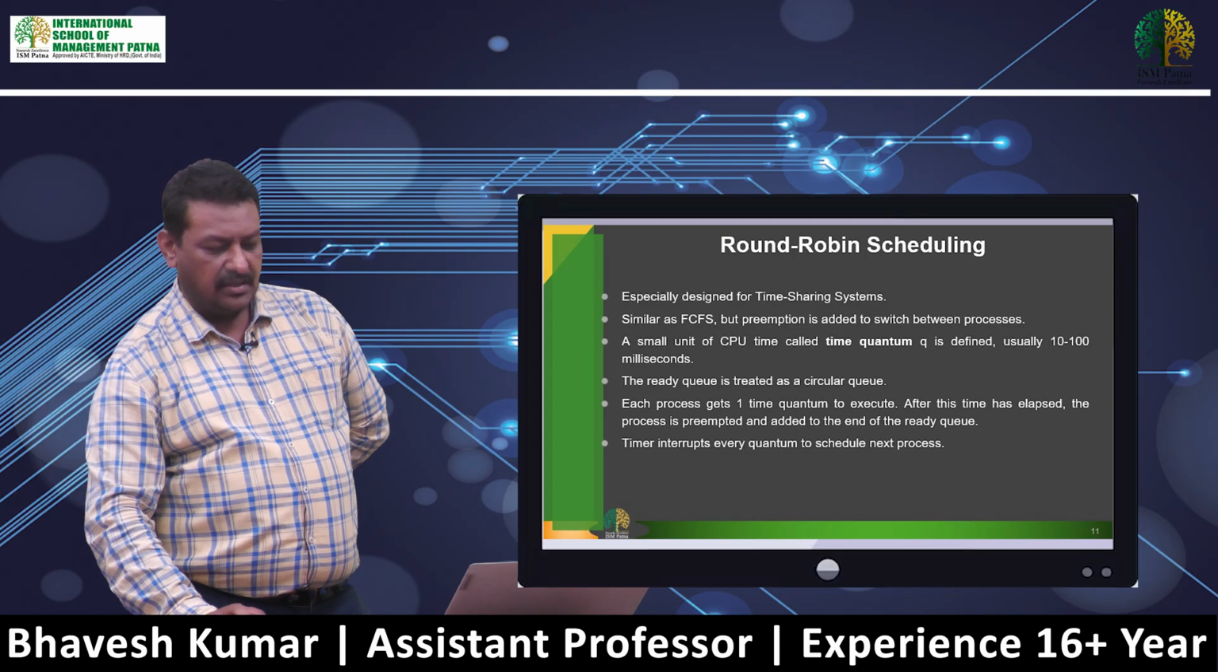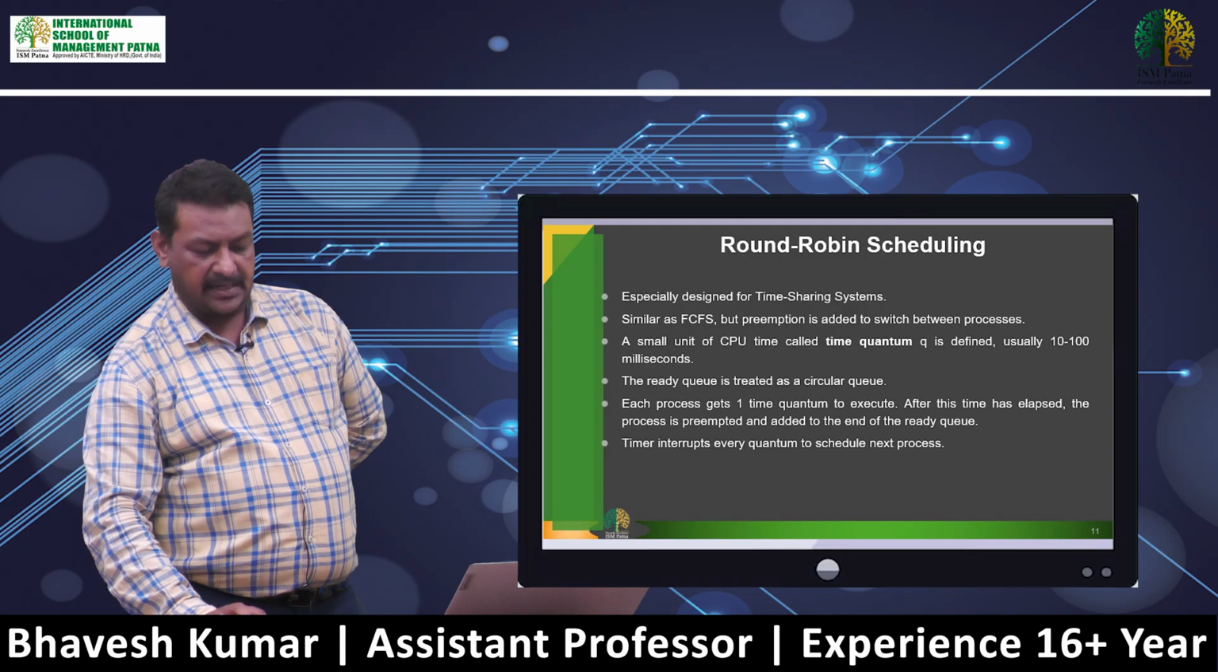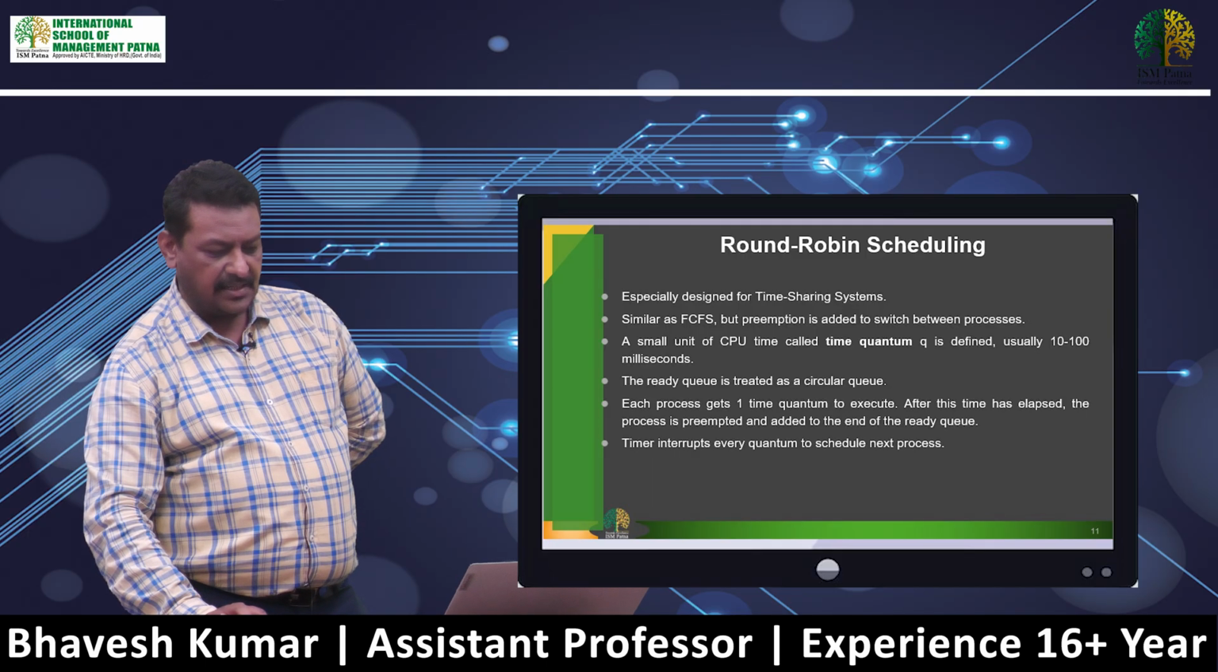So 1 minus 1. Now coming to P3, P3 has arrived into the ready queue at millisecond 2, and P3 got CPU at millisecond 17. It means it has waited for 17 minus 2 milliseconds, right? So that's what I have mentioned here.